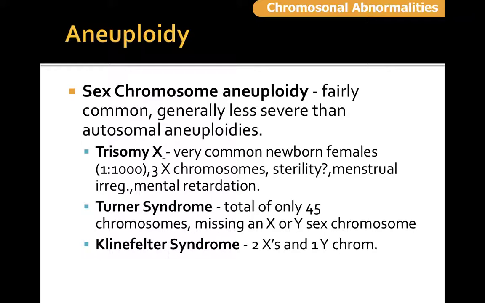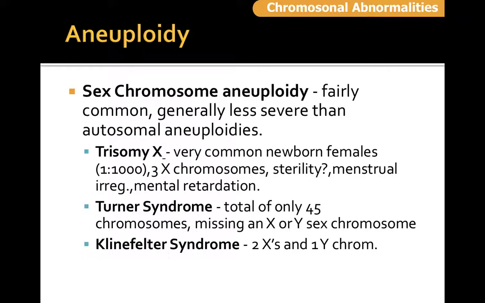Turner syndrome is a condition that leads to somewhat more serious problems, and it is the presence of a single X chromosome and no homologous X or Y chromosome. The individual has a total of 45 chromosomes. It occurs in females. They usually have a short stature, female genitalia, webbed neck, underdeveloped neck, and imperfectly developed nipples.